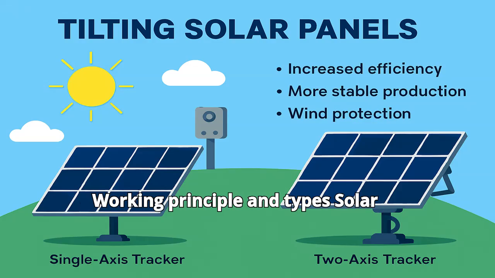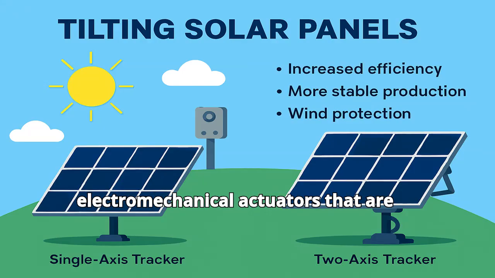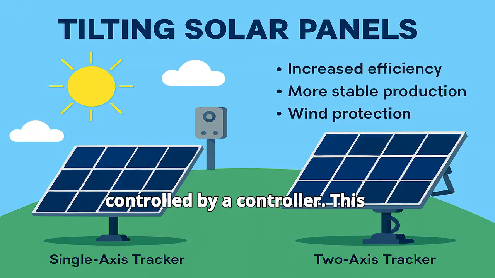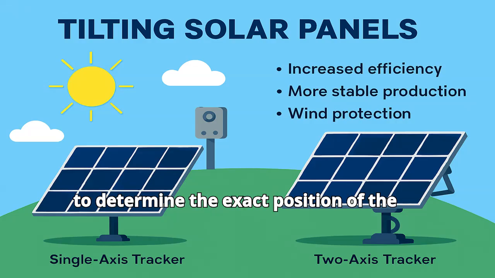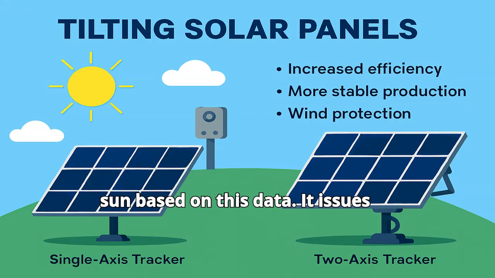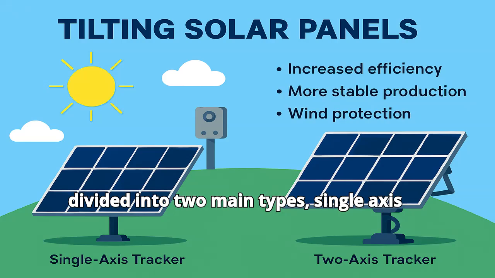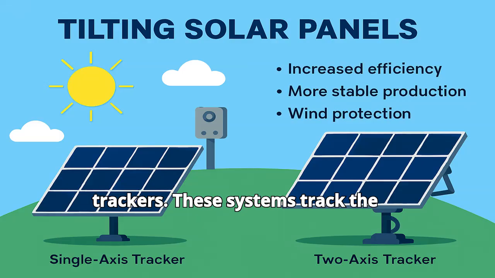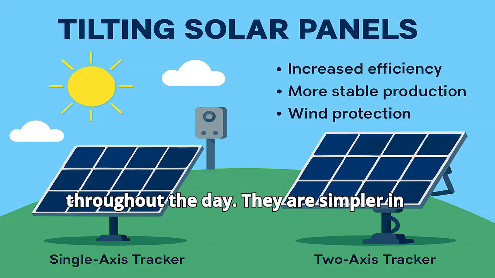Working principle and types. Solar trackers are equipped with electromechanical actuators that are controlled by a controller. This controller uses light sensors or GPS data to determine the exact position of the sun. Based on this data, it issues commands to actuators that smoothly rotate the panels. Tilting systems are divided into two main types. Single-axis trackers. These systems track the movement of the sun in only one plane, usually from east to west, throughout the day.